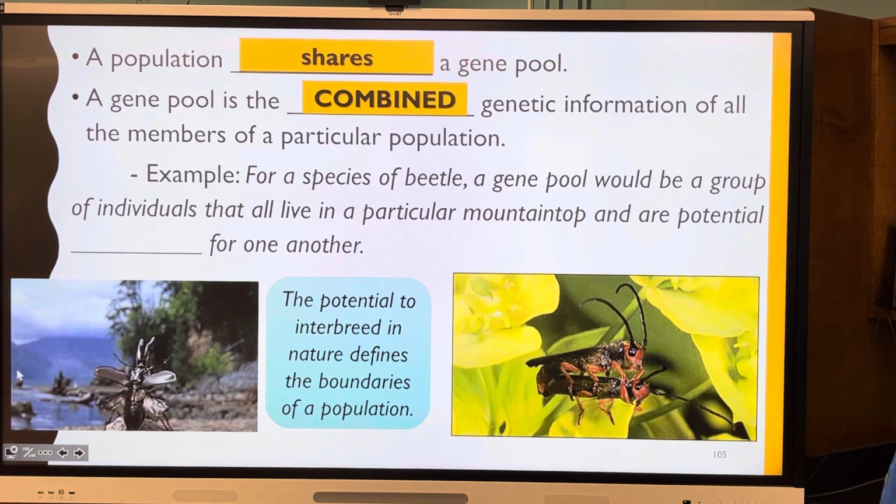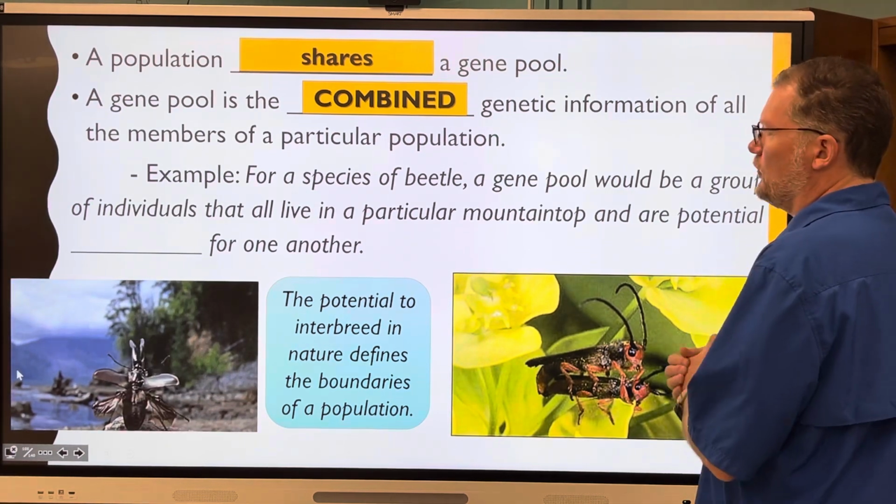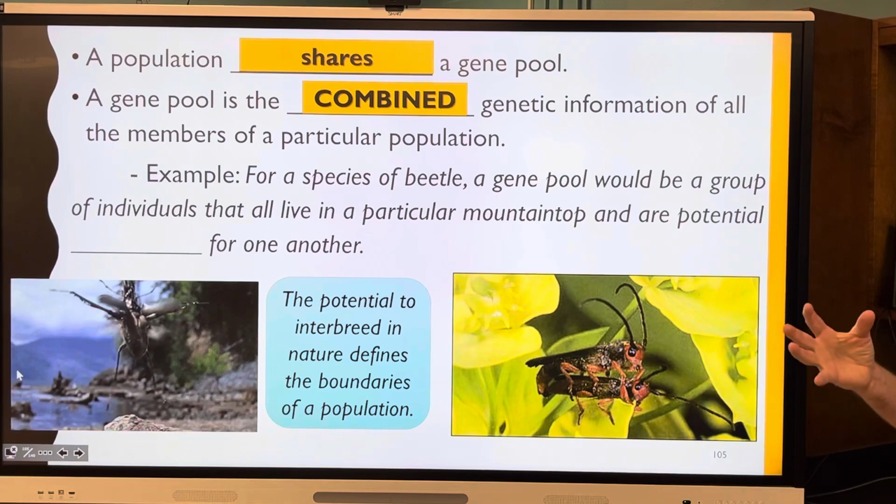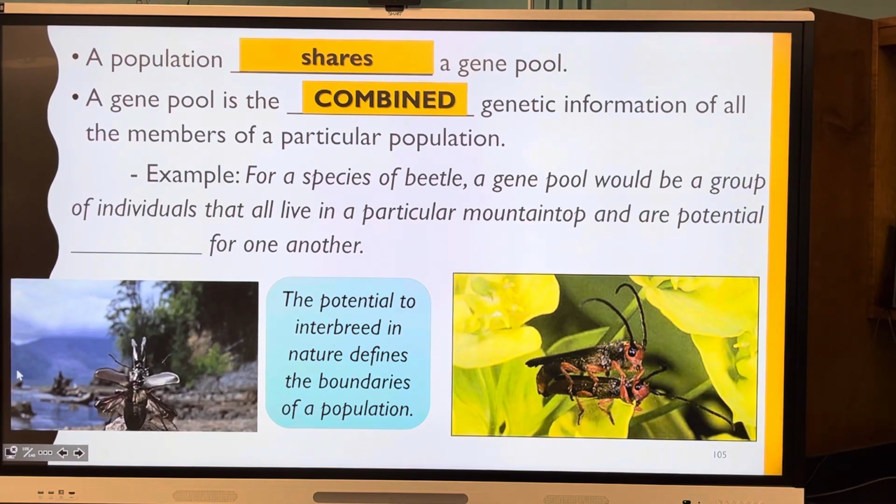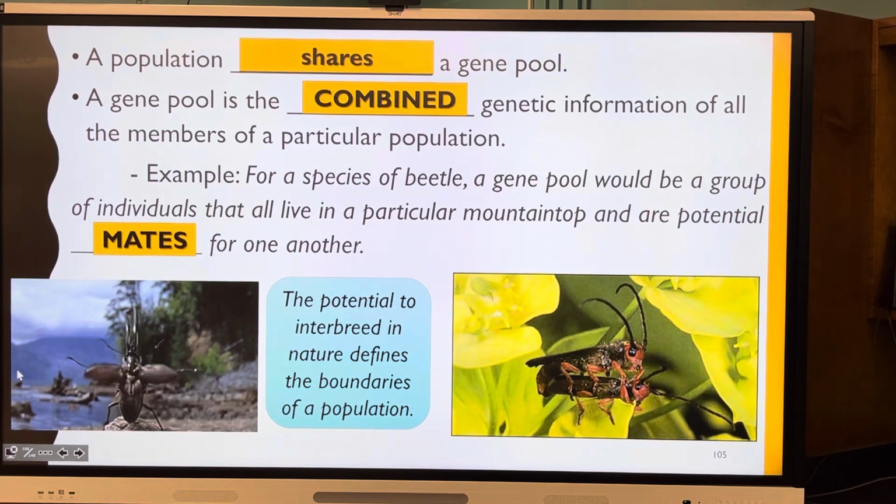A gene pool is the combined genetic information of all the members of a particular population. So for example, for a species of beetle, a gene pool would be a group of individuals that all live on a particular mountaintop and are potential mates for one another. So the potential to interbreed in nature defines the boundaries of a population.